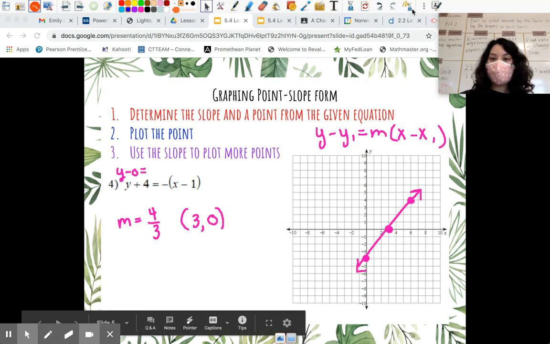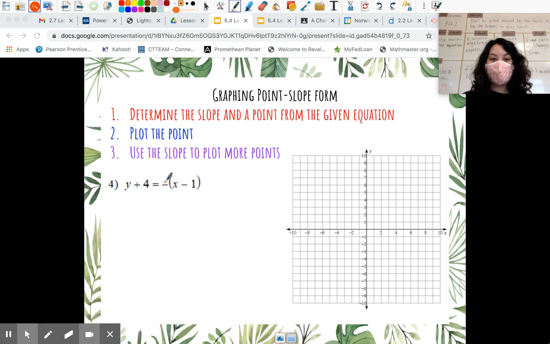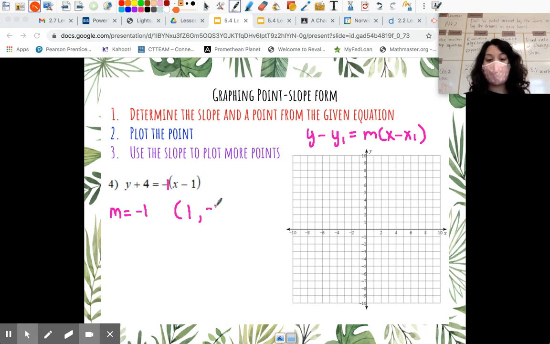Let's do number 4. I've got a slope of -1. Remember, there's a -1 sitting in front of that parentheses. I'm just going to rewrite our equation every single time. You should be doing that as well, rewriting that equation every single time till it's ingrained in your mind. We've got a slope of -1. My ordered pair is going to have an x value of a positive 1, not a negative, and a y value of -4, not positive.